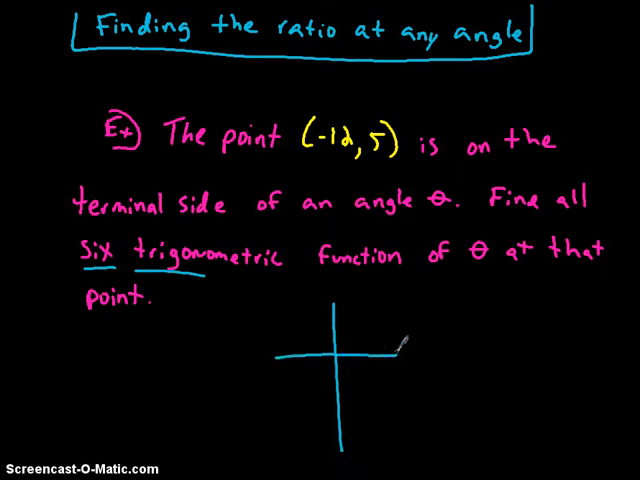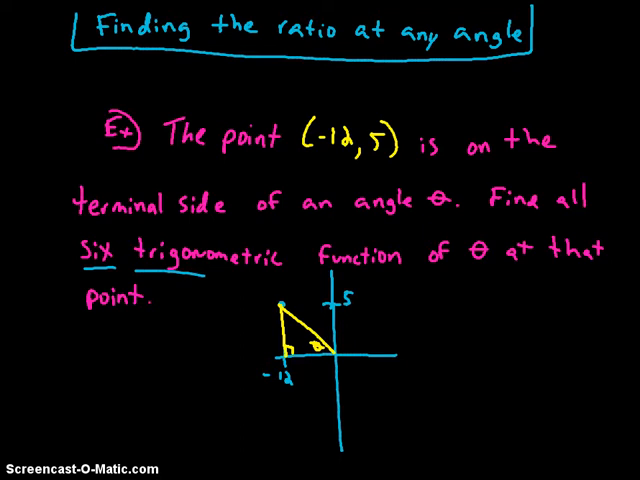So we're going to first plot the point negative 12, 5. It'll be a negative 12 for x, about right here, and 5 for y, I'd say about right here. So when I create the triangle, it has to have a hypotenuse that comes back to the origin, and then when you actually form it, the perpendicular side has to come back to the x-axis, so that my reference angle is right here.